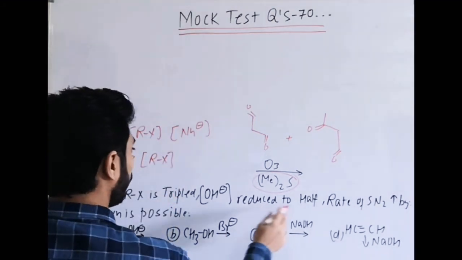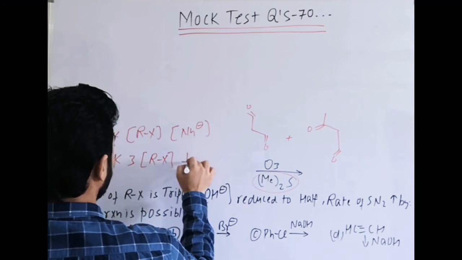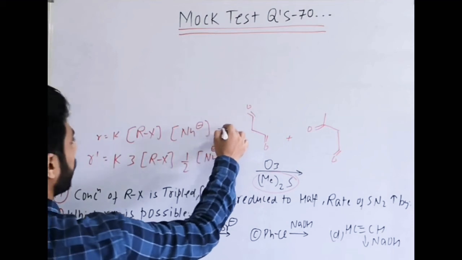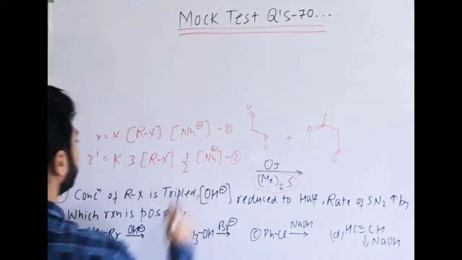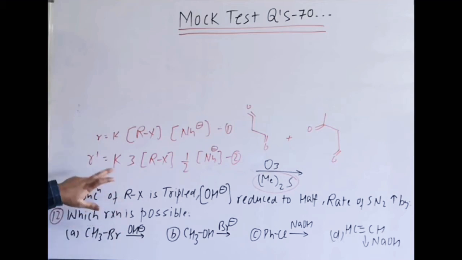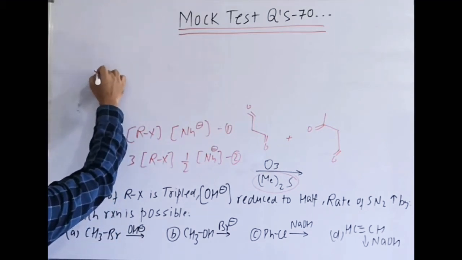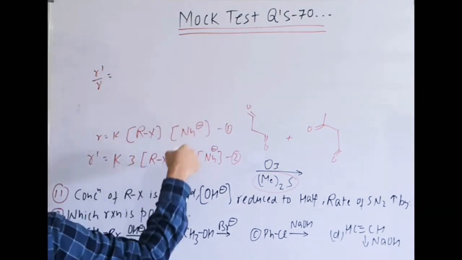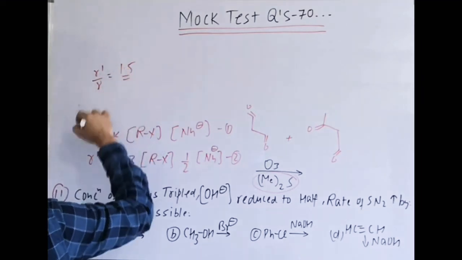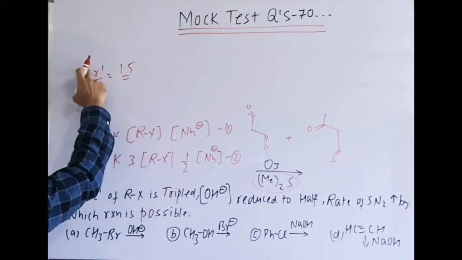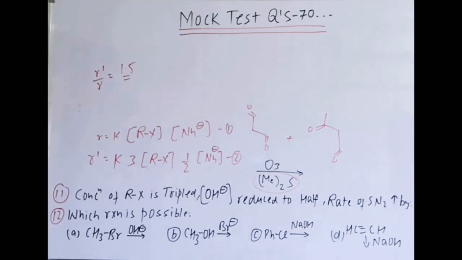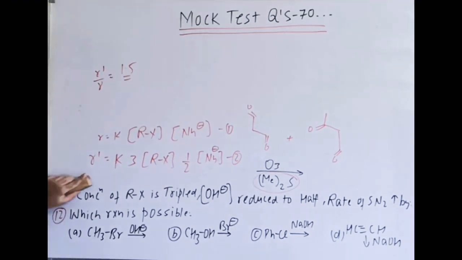RX is 3 times, and the nucleophile is reduced to half. That means 1/2 the concentration. That is the first equation, that is the second equation. If you take the ratio R dash upon R, the rate constant and RX cancel out, and it will be only 1.5. You can divide, numerator 3 and below 2, then you will get 3/2, that is 1.5 times the initial rate of reaction.